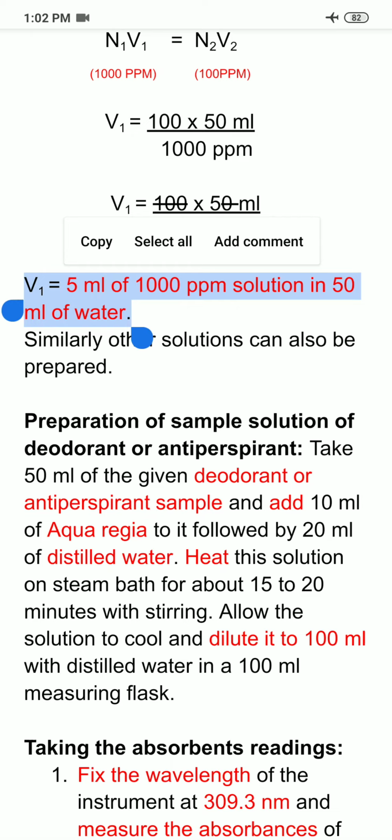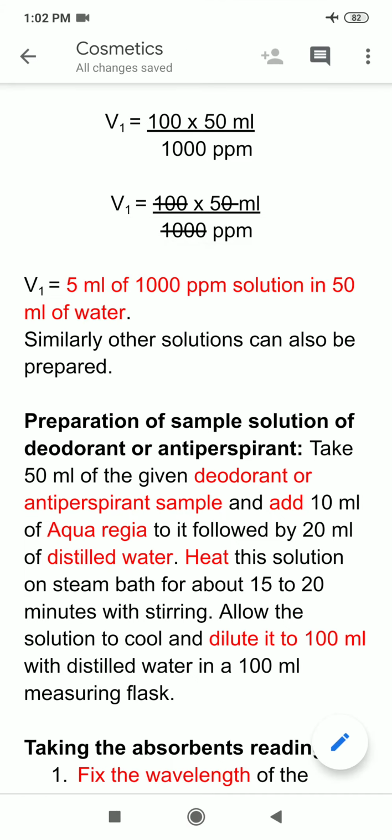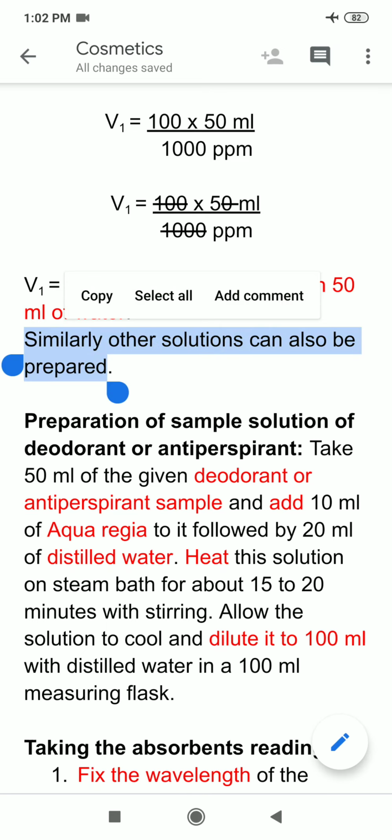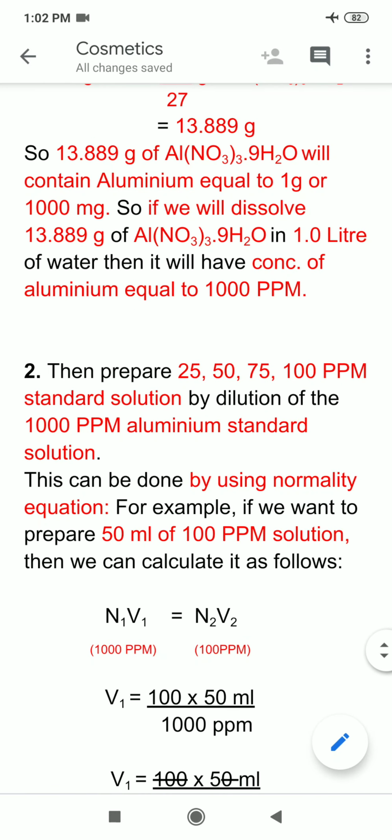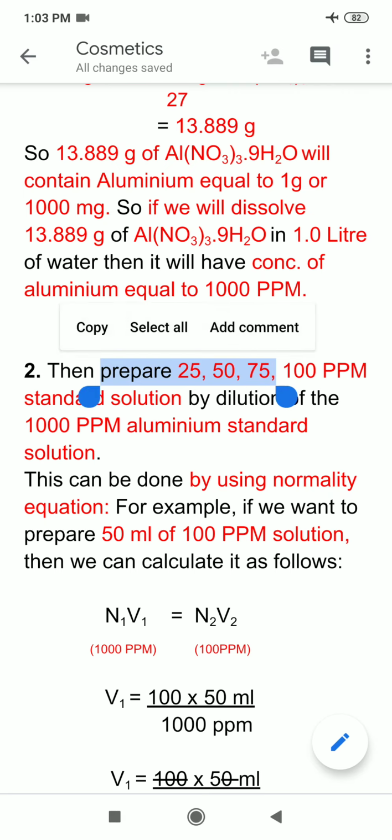Or I can say this in another way. You are using 5 ml of 1000 ppm solution and diluting it to 50 ml, which means you are diluting it 10 times. Using 1000 ppm to prepare 100 ppm is also 10 times dilution, so it shows that our calculations are correct. By using this normality equation, you can prepare solutions of other concentrations like 25 ppm, 50 ppm, 75 ppm, or any concentration that you want to prepare.